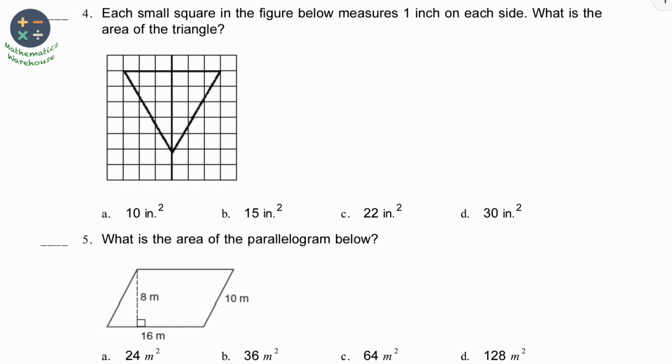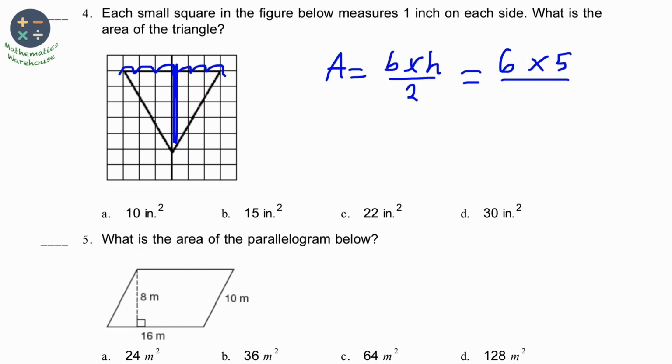Next question. Each small square in the figure below measures 1 inch on each side. What is the area of the triangle? As we know, the area of a triangle equals base times height divided by 2. The base length here, if we count, you would find 1, 2, 3, 4, 5, 6. So the base is 6, times the height here. Count the height, you would have 5. So 6 times 5 divided by 2, which is 30 divided by 2, equals 15 square inches. So the answer is B.